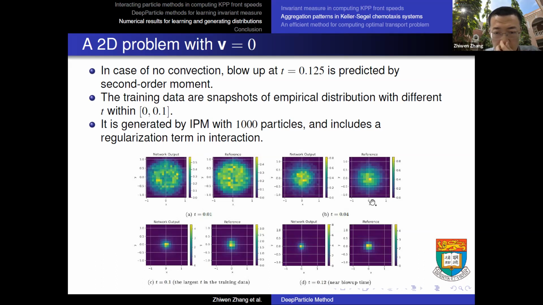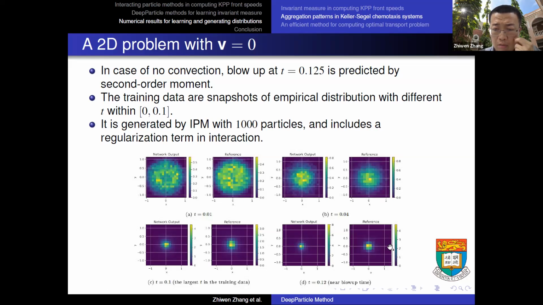So this is some result. You can see t equals 0.1 is the largest time in the training data, and we input t equals 0.12. That is a little bit of extrapolation, because this data is not in the training data, and qualitatively you get some result.